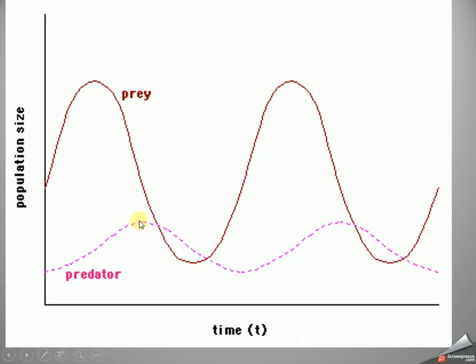Okay, but as their numbers start to increase, there's so many predators that the number of prey now come down, because the lynx are eating all the hare. So as their numbers come down, the predators now don't have any food, and so their numbers will start to decline. But when their numbers decline, there's nothing eating the hare, and the hare increase again. And this cycle goes on and on and on.